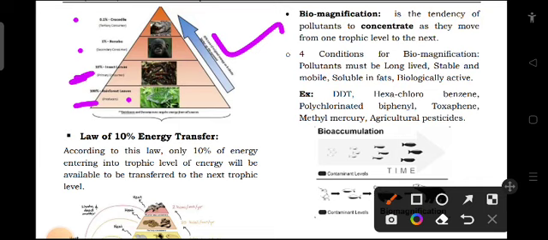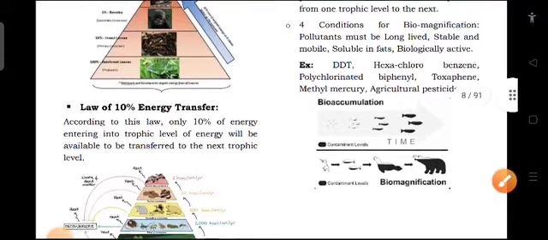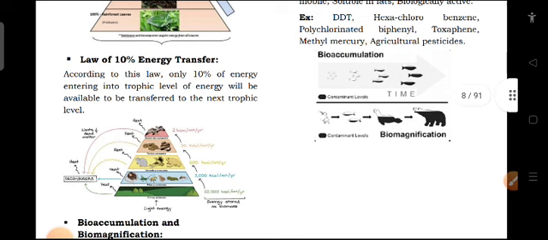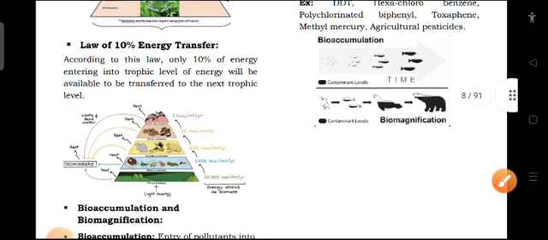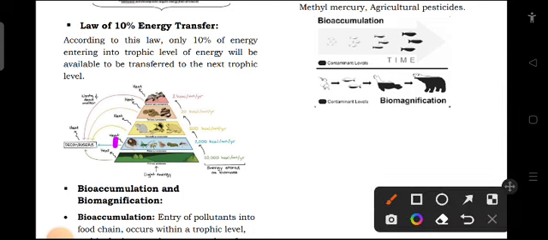So what is this law of 10% energy transfer? According to this law, only 10% of the energy entering a trophic level will be available to be transferred to the next trophic level. From this, only 10% goes to the next level. Other things are being lost in the form of heat. So this is an example. There is 20,000 kilocalorie. Only 2000 go here. From there, only 200 kilocalorie goes here, like this.